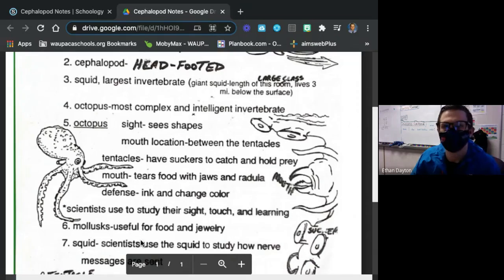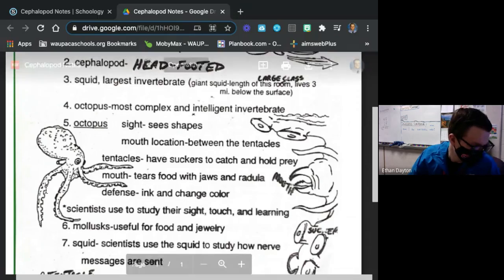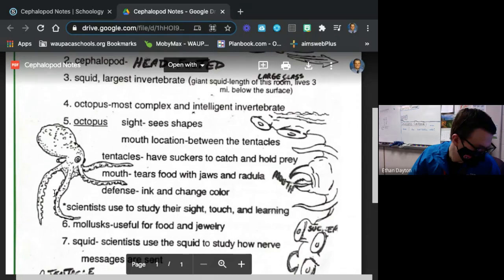Where is the mouth located, Aiden Stone? Between the tentacles. Very good. What waters do octopus and squid live in? Carissa. Saltwater. Yep, they live in the ocean.